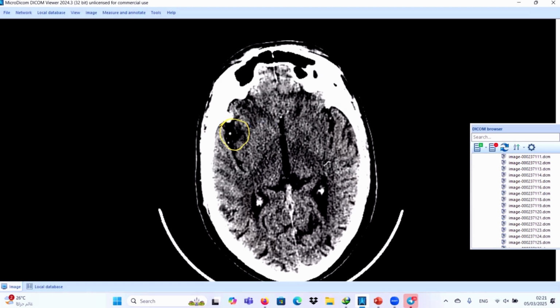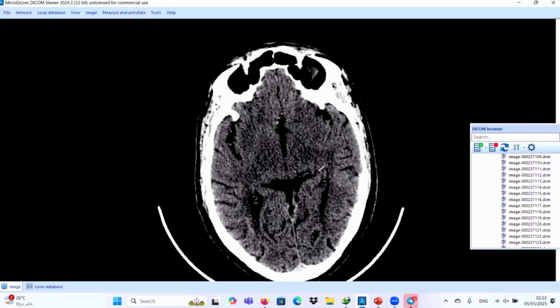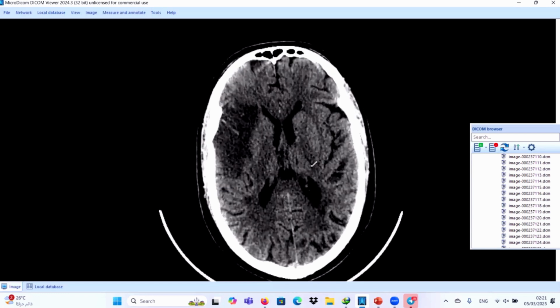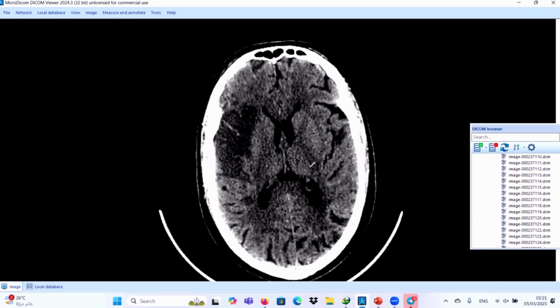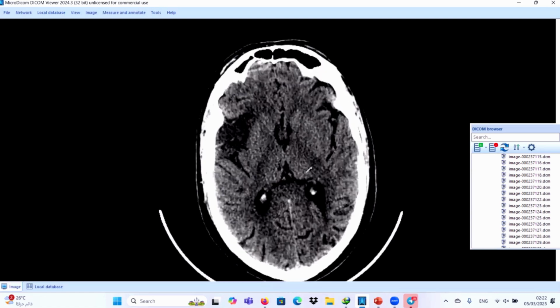This is the right middle cerebral artery. This is the insular part. So this one is M2 segment of the right middle cerebral artery. It appears hyperdense as compared to the left side. Even the distal branches appear hyperdense as well. So we have here 4 signs which are suggestive of acute cerebral infarction along the territory of the right middle cerebral artery.